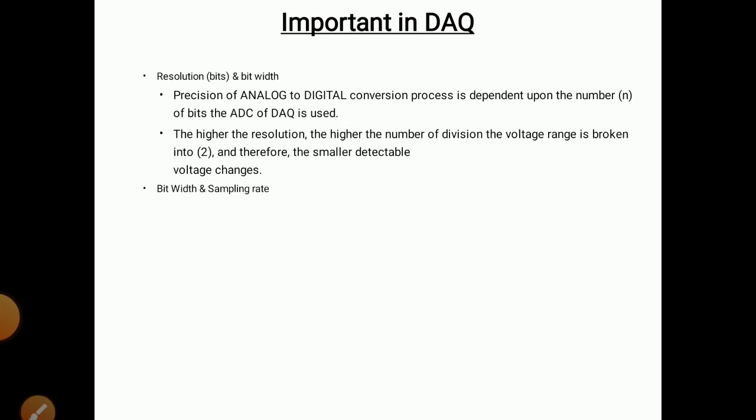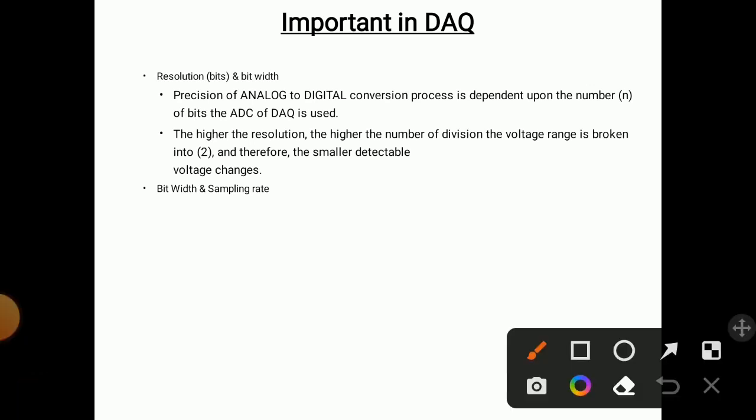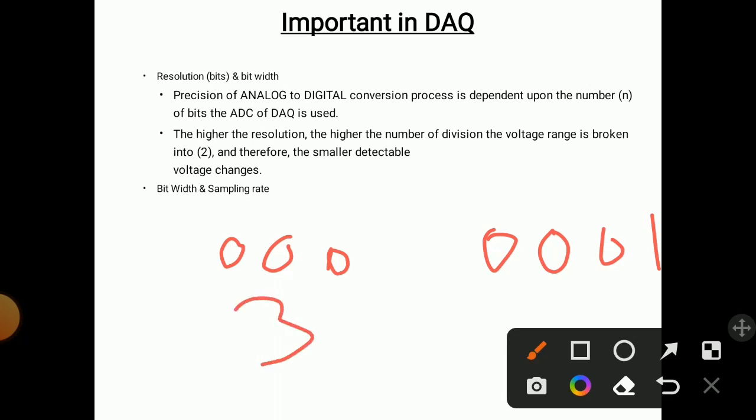What is important in a data acquisition system? Resolution, that is bits and bit width. The precision of the analog to digital conversion process depends upon the number of bits the analog to digital converter of the DAQ uses. So the number of bits is very important. Suppose you are converting analog to digital form, then how many bits are used? Suppose this is 000, then it is called a 3-bit word. Suppose here it is 0001, that is a 4-bit word. If you increase the number of bits, then you will get higher resolution. This is a 3-bit word, this is a 4-bit word, and this is called bit width. If it is a 4-bit word, then its bit width is 4.